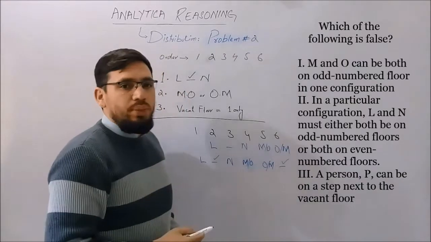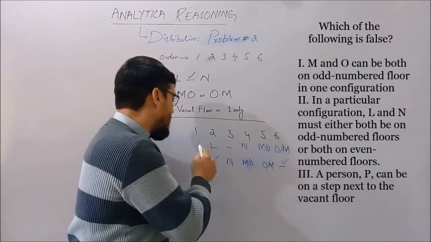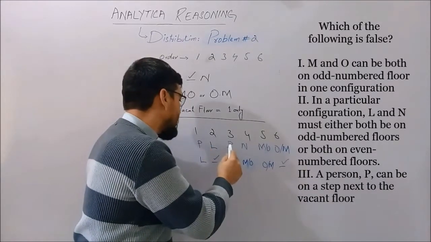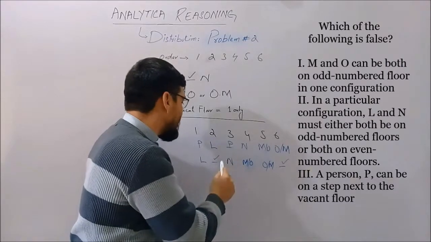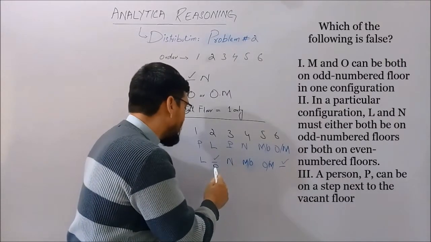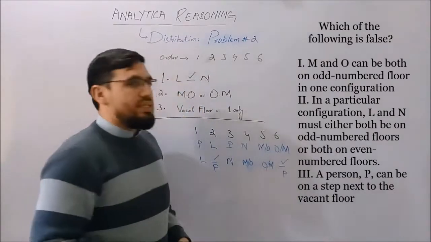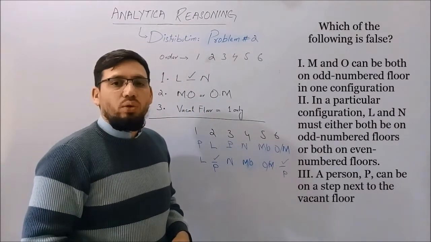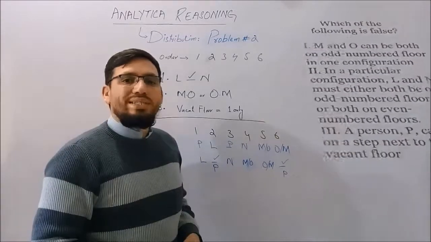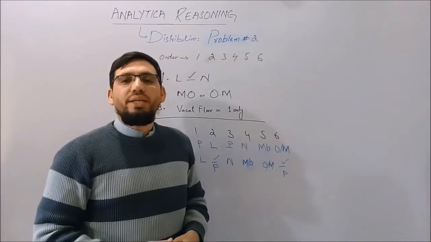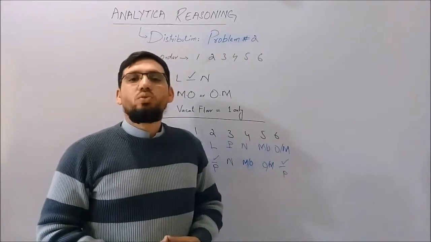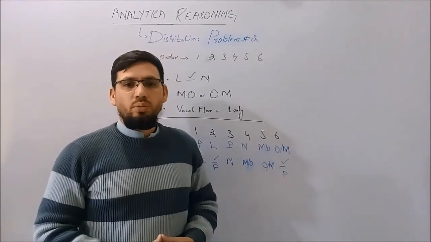So P must appear in the first order either on the first or on the third floor, or in the second order, P must appear either on the second or the last one. But in both cases, there is no weakened floor close to P. So it is not possible for P to be next to the weakened floor. This was all about the distribution second problem.